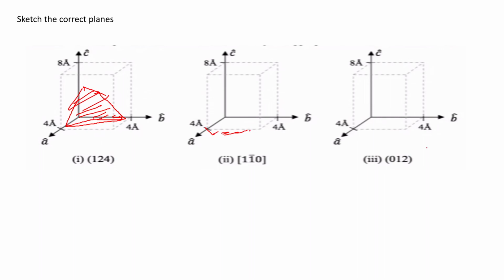Okay, and here 0, 1, 2. For 0, 1, 2 you have to take the reciprocal of it. It will be infinity, 1, 1 over 2. Infinity means it's not touching the a-axis, 1 means it is touching the y-axis, and the other one is 1 over 2, so half of the z-axis. So it will go parallel to the x-axis, and the plane will be like this. Okay, so it's like a reverse process. The values are given, and you have to find the planes according to the Miller indices.